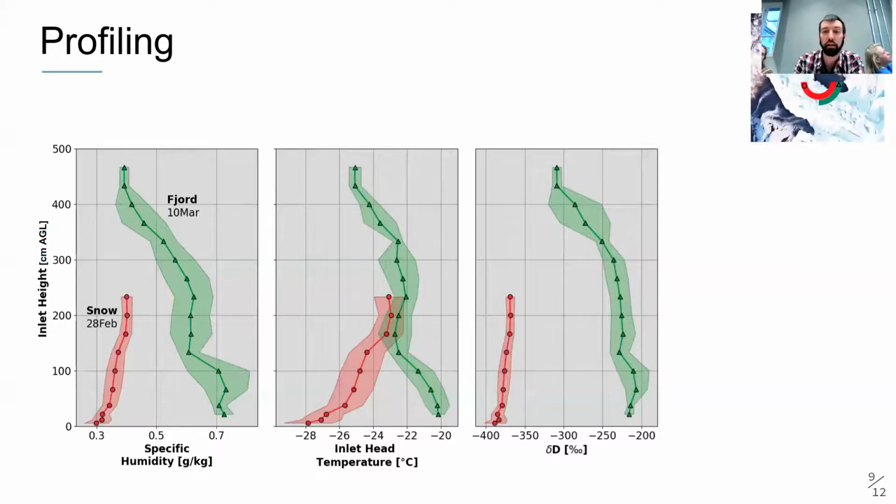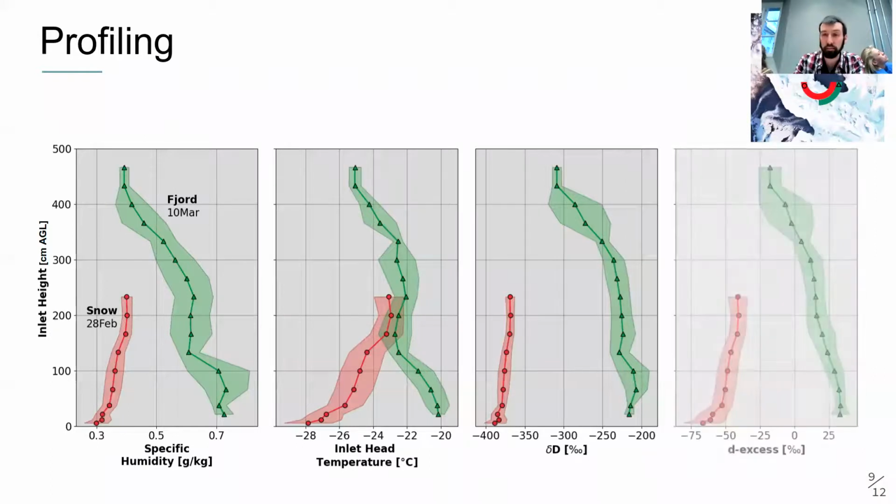that the deuterium over the snow was quite a bit more depleted than the upper levels of what we saw over at the fjord. Now, when we look at the deuterium excess, we see that near the surface of the fjord, we see high d-excess values decreasing as it mixes with the overlying air. And then at the snow, we see very low d-excess values as the moisture in the air is coming directly into contact with the snowpack.